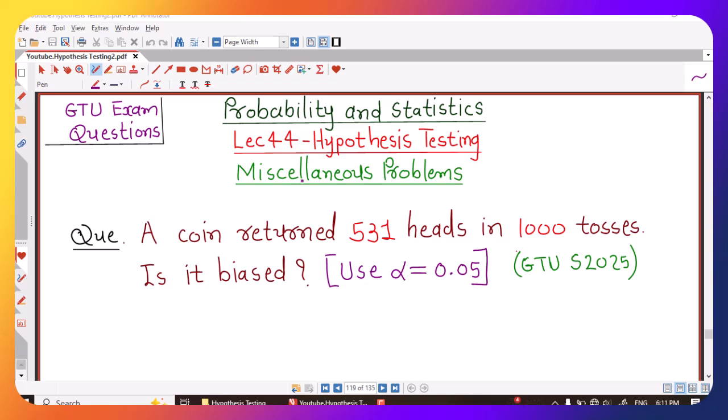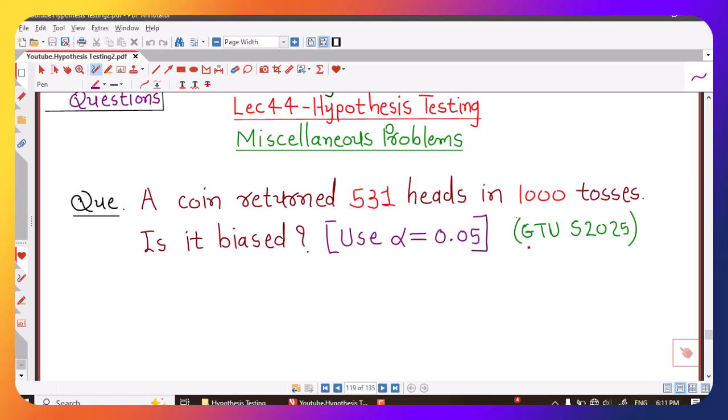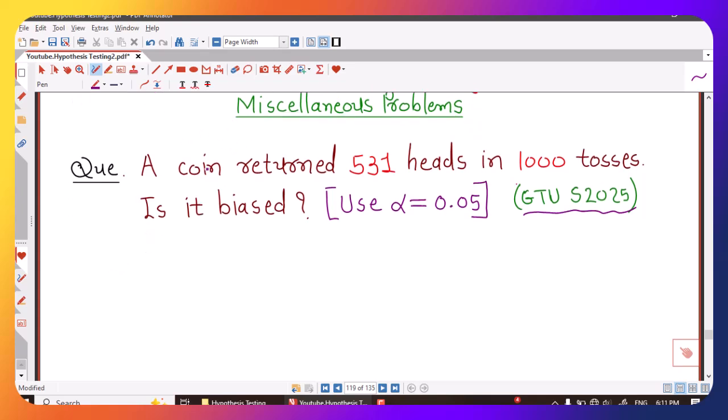In this lecture also we will discuss one more problem on hypothesis testing, and the problem which we have taken was asked in GTU Summer 2025 exam. The problem is: a coin returned 531 heads in 1000 tosses, and we have to answer whether the coin is biased or not, using level of significance alpha equal to 0.05.